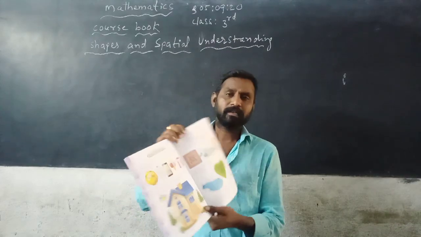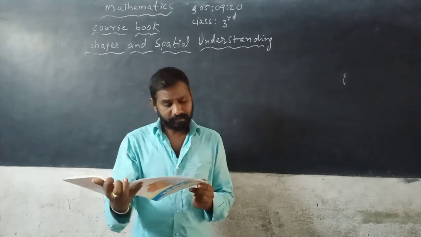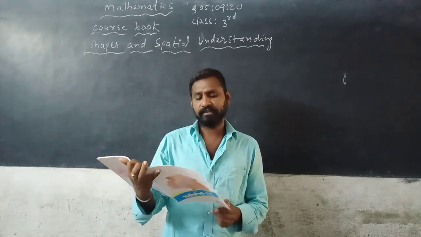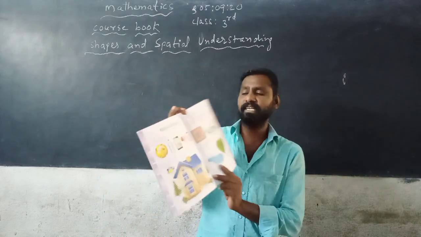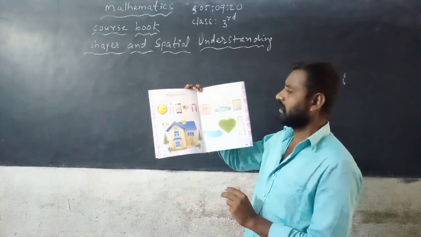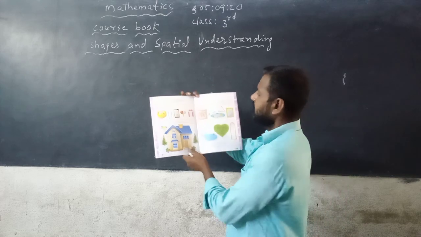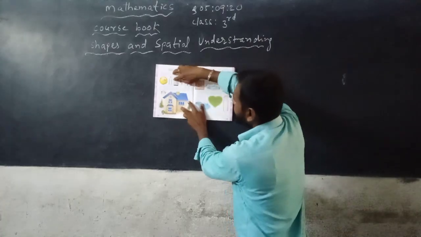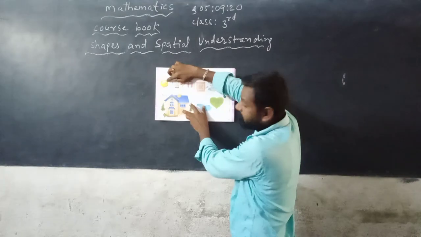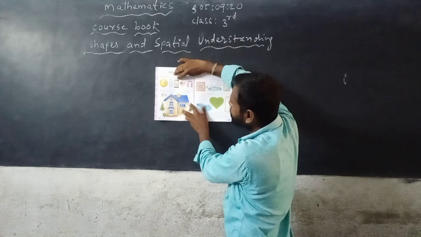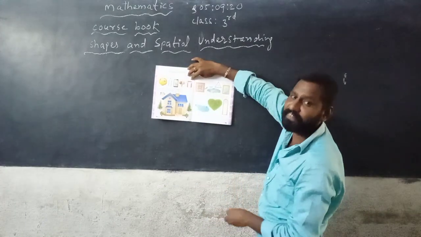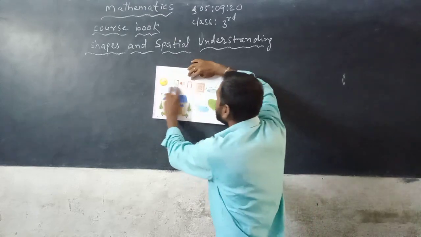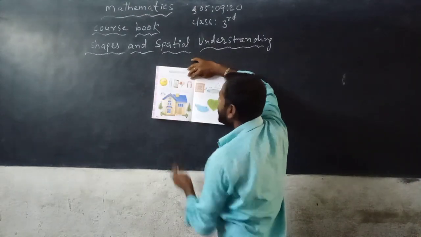See here, open your textbook, page number 4. Everybody open your textbook. Did you understand? On this page, the first figure is a ball. Next one is a bottle. Another one is a cell phone and an ice cream. Next, what is this? A gift article. So these are the objects.